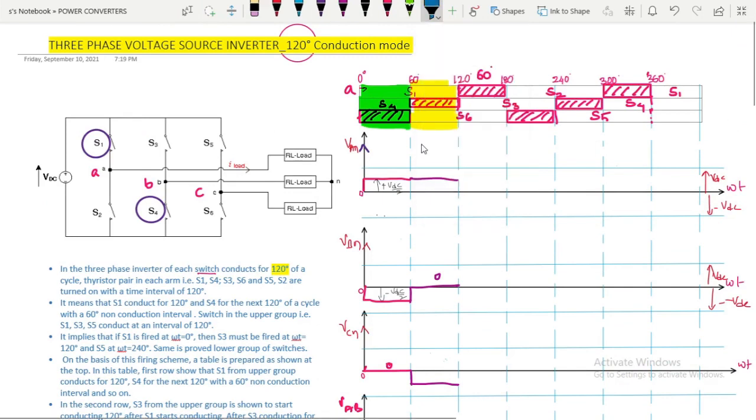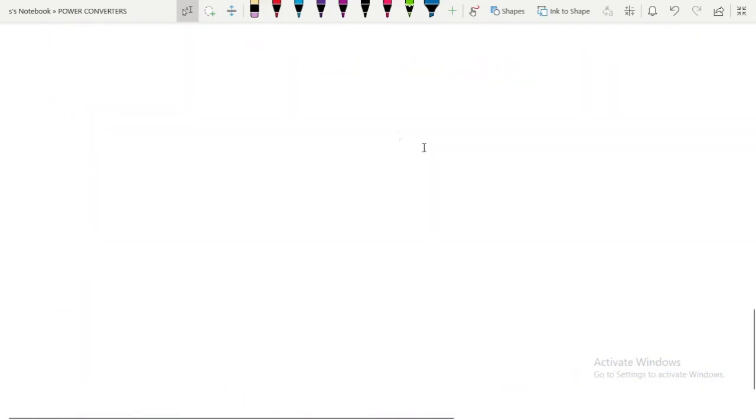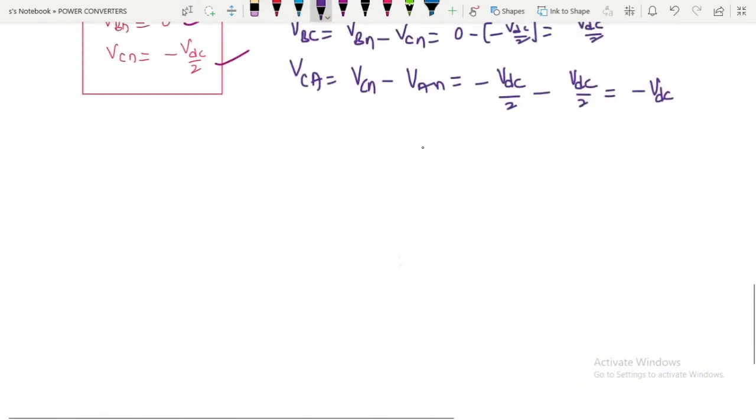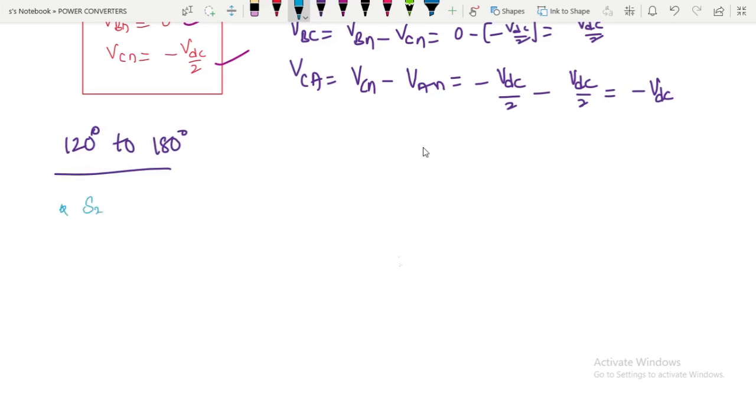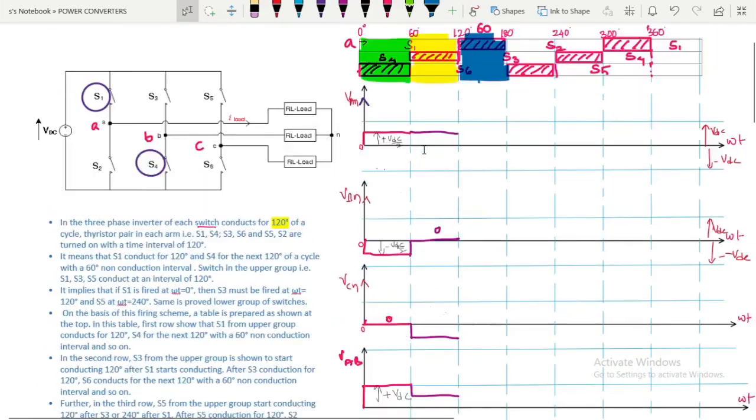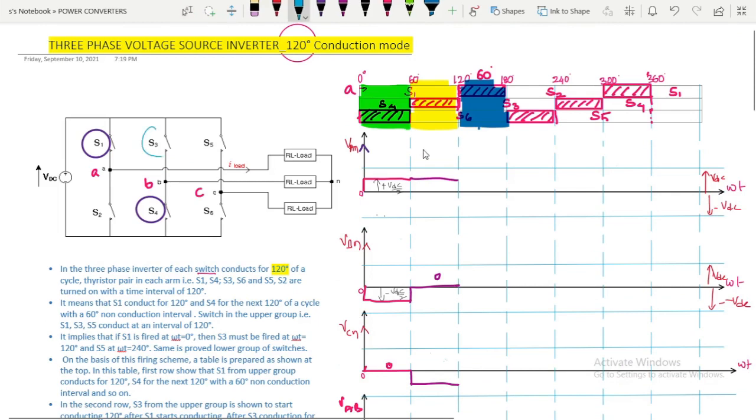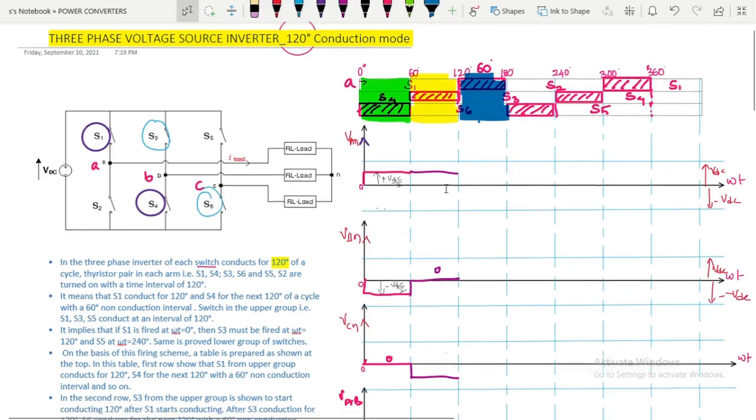For 120 to 180 degrees, the switches that are conducting are S3 and S6 here. So what are the switches that are conducting? S3 and S6 are conducting. You can see one switch from the upper group and one switch from the lower group are conducting. S3 is contributing for B phase, S6 contributing for C phase, right?